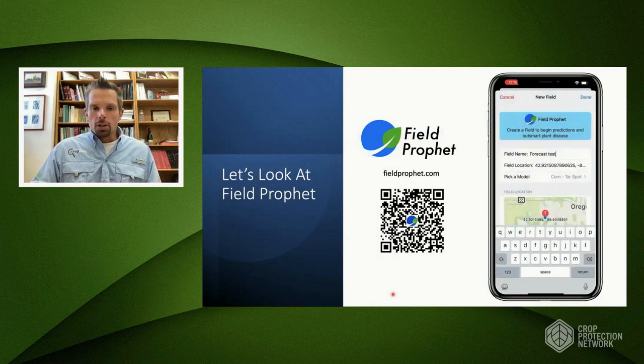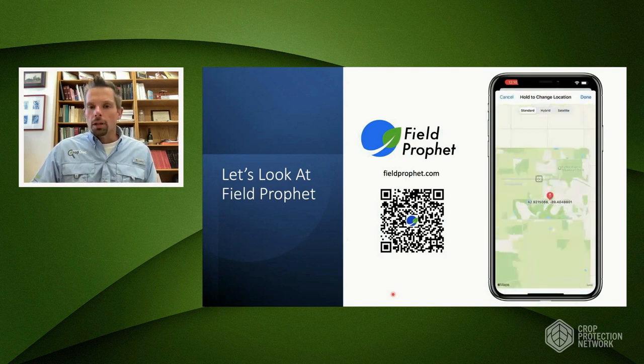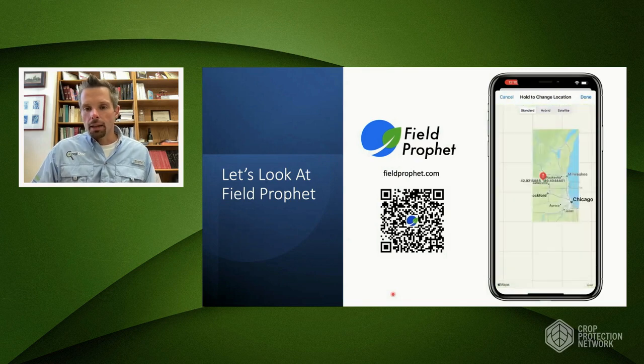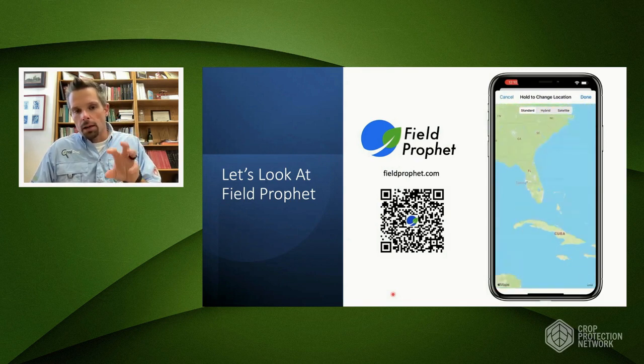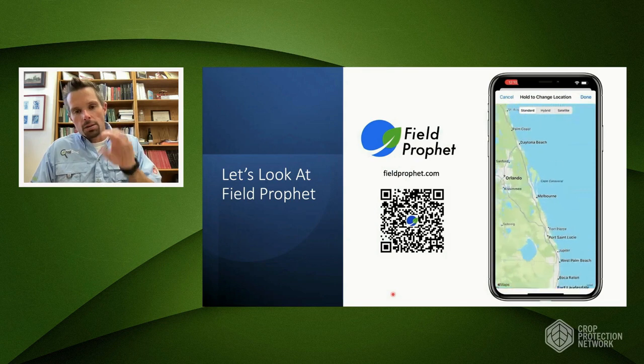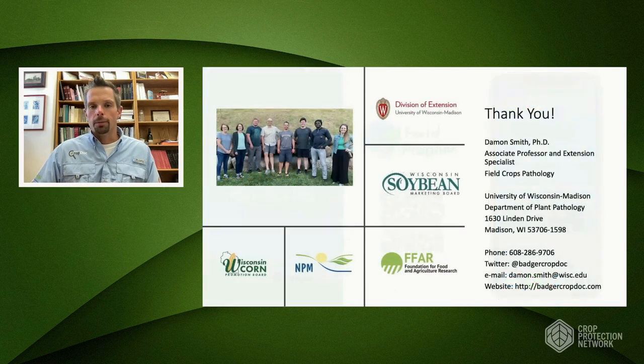So again, just a QR code if you're interested in downloading that tool. Again, the underlying formulas and everything are the same between Sporecaster, Tar Spotter, and Field Profit.